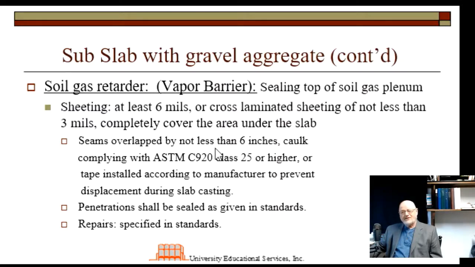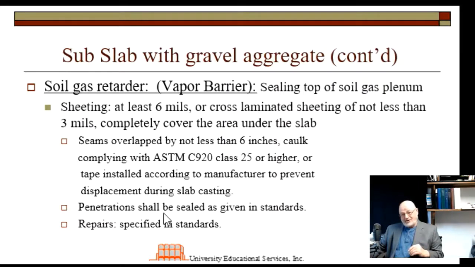You should have the seams overlapping by at least 6 inches. And where the seams are, you can caulk it with this kind of caulking or tape to tape the seams together. Tape that's recommended by the manufacturer. And that is there to prevent the plastic from moving around while you're pouring the concrete slab.